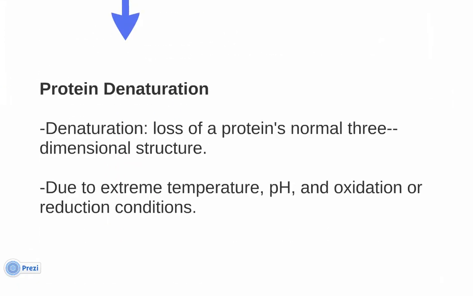Now we'll be talking about denaturation of protein. It is the process in which proteins lose their tertiary structure and secondary structure by application of some external stress or compound, such as a strong acid or base, a concentrated inorganic salt, or an organic solvent such as alcohol. It is also due to extreme temperature, pH, oxidation, or reduction conditions. And this process is usually non-reversible.